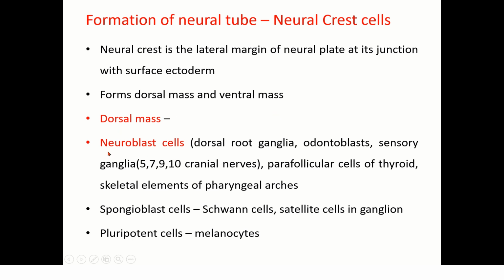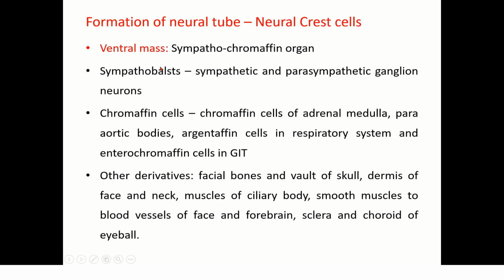It forms a dorsal mass and a ventral mass. From the dorsal mass, the neuroblast cells form the dorsal root ganglia, sensory ganglia of the 5th, 7th, 9th and 10th cranial nerves, parafollicular cells of thyroid, and skeletal elements of the pharyngeal arches. And then spongioblasts form the Schwann cells and satellite cells in the ganglion, and pluripotent cells form the melanocytes. The ventral mass is also called the sympathochromaffin organ. So sympathoblasts form the sympathetic and parasympathetic ganglia, chromaffin cells of the adrenal medulla, paraaortic bodies, enterochromaffin cells in the respiratory system, and enterochromaffin cells in the GIT.